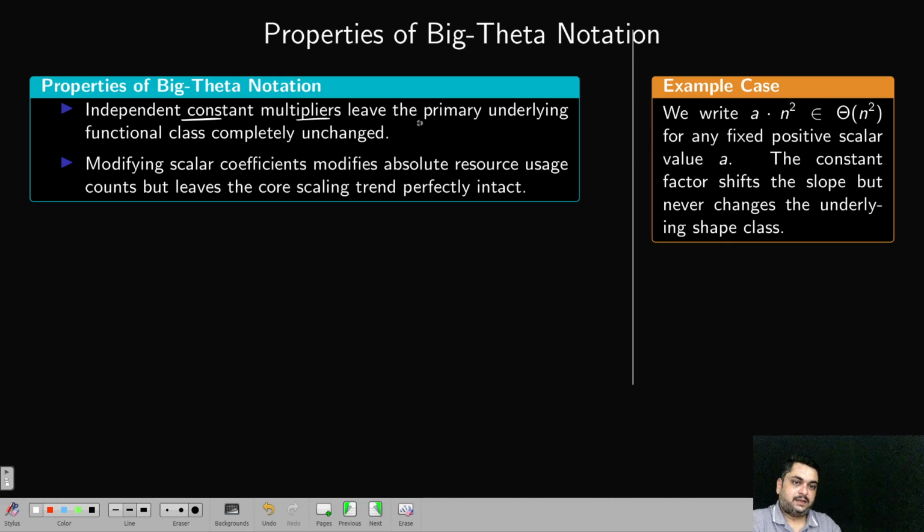Independent constant multipliers leave the primary underlying function class completely unchanged. So when I write C1 or C2 times n square, the underlying growth is n square only. Asymptotically, we are not interested in the constants. For example, a times n square belongs to theta of n square only. A can take any value, but we are not interested in it. The growth is of order n square. That's what you write, theta of n square or omega of n square. The constant factor shifts the slope, but never changes the underlying shape of the class. That is how the order of growth works.